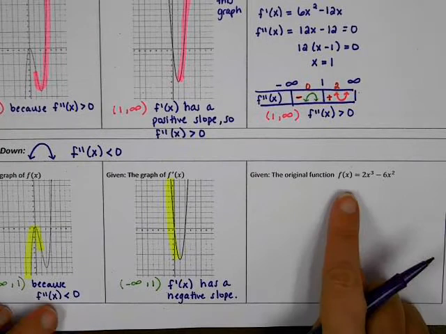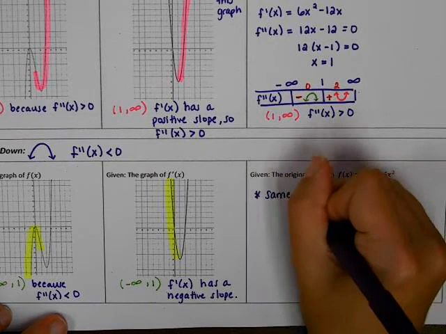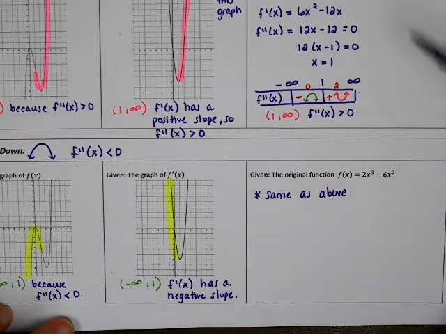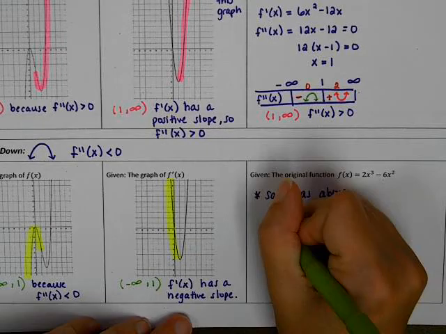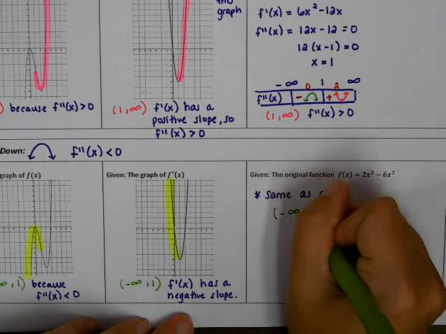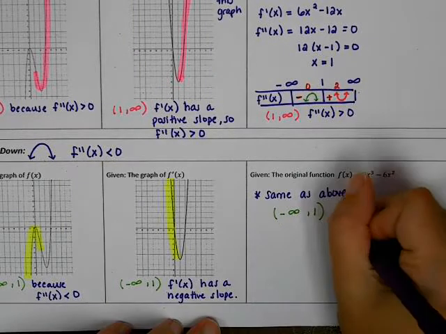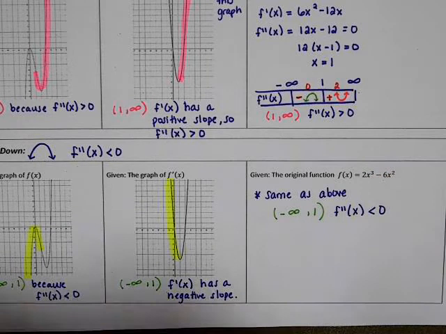Once again, for this one, you would start by doing the same work as above. Because you would start by finding the second derivative, making it equal to 0, and making this chart. After you have the chart, you would just choose the section where you were concave down instead of concave up. So we would say negative infinity, 1, because the second derivative is less than 0.